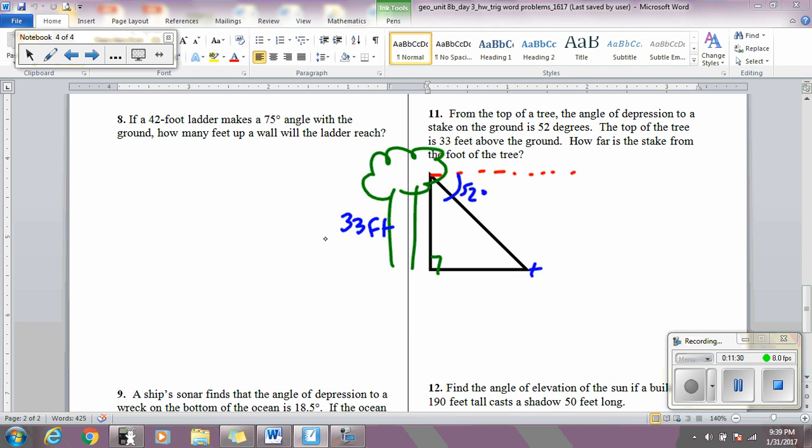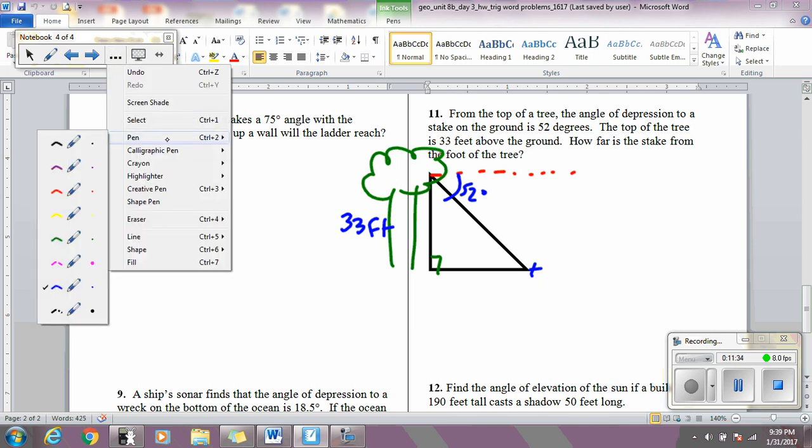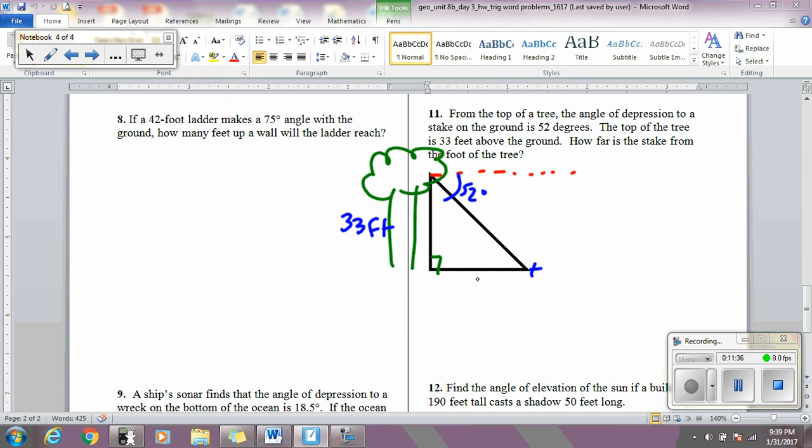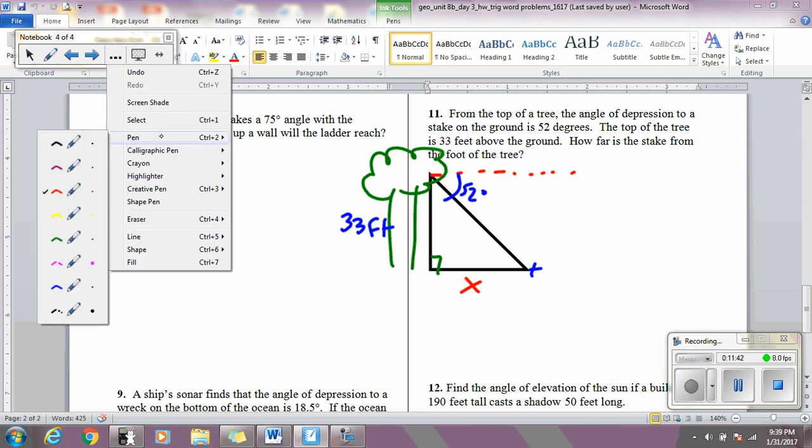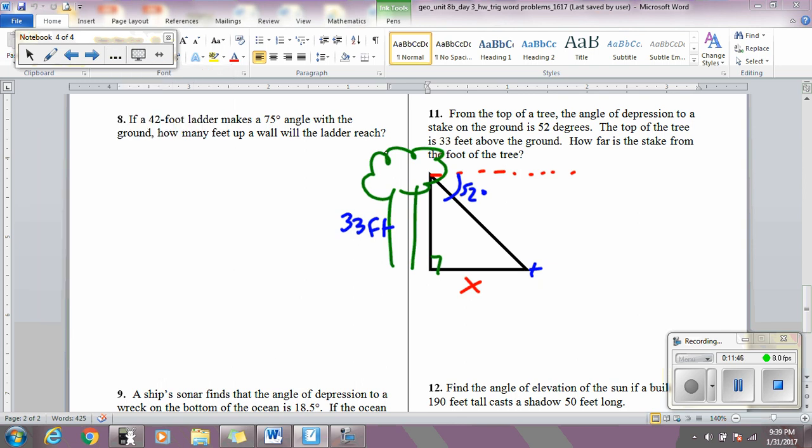It says, how far is the stake from the foot of the tree? So x is going to be the bottom of this triangle. Also, remember in our notes, I mentioned that there were two angles that are congruent. This angle of depression is congruent with this angle of elevation right here. So this is also 52.